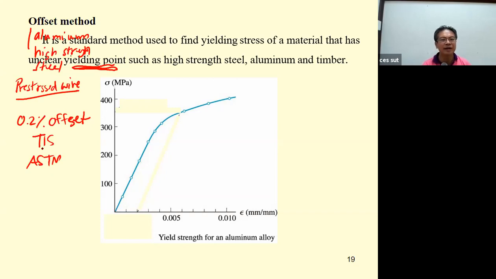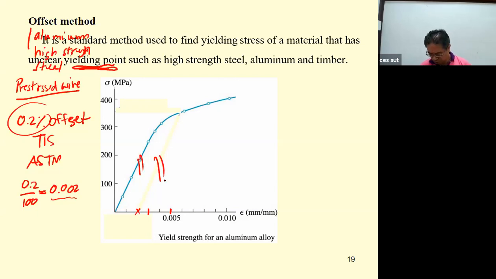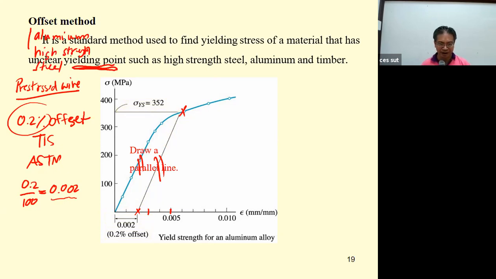By doing this, what is 0.2%? 0.2% is 0.2 divided by 100. That is going to be 0.002. So you mark this one 0.005, this one 0.003, and this one is going to be 0.002. And then you draw the line parallel to the linear elastic line. And then where it cuts the curve, you can project it to determine the yielding stress. This is another method that you are required to be able to do.